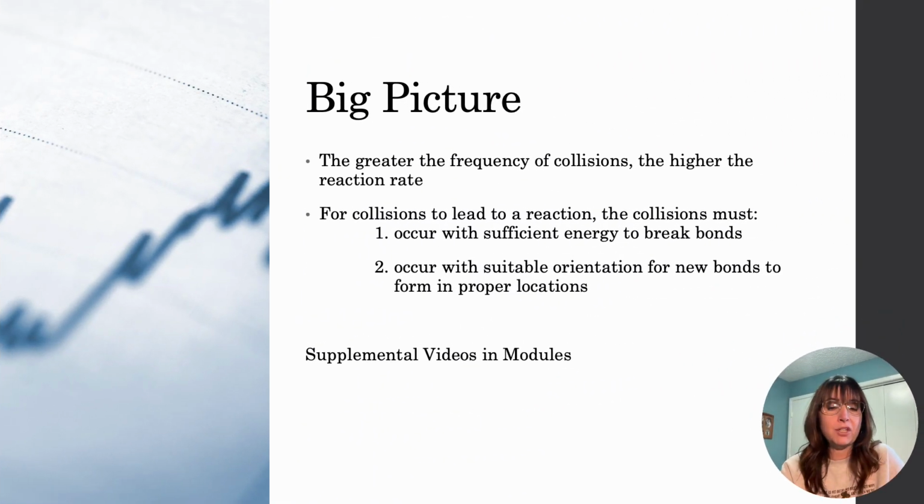So let's look at the big picture one more time. The greater the frequency of collisions, the higher the reaction rate. What does it take to have a reaction? Well, they have to collide with enough energy to break bonds, and they also have to collide in the right orientation. In regular chemistry, I had you guys line up, and I said, well, we want that Br and that Br to be able to hook together and become Br2.